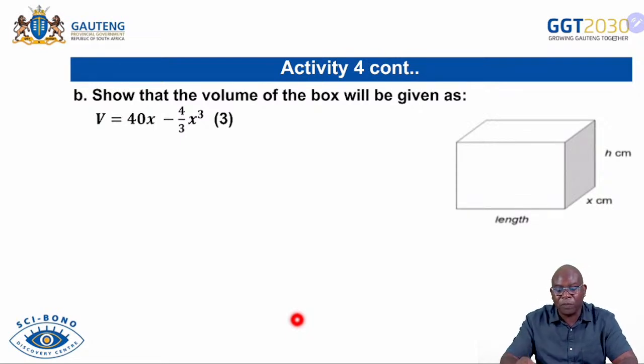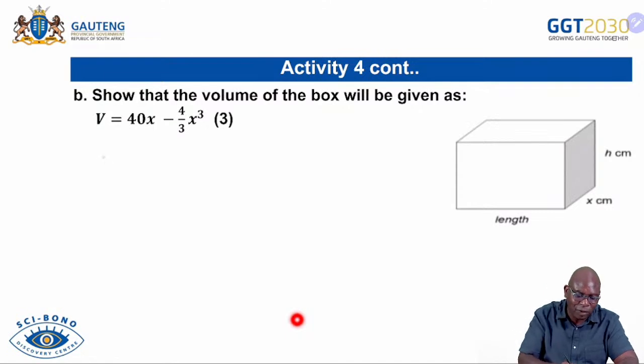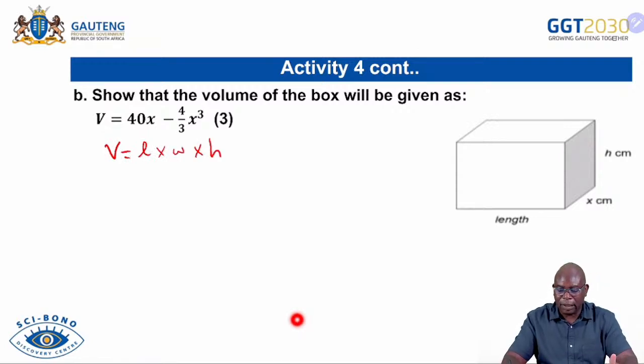If I've got a volume of the box, that should be given as V equals 40x minus 4 over 3 x cubed. I know the formula for the volume, no problem. Length times width times height. The length I already know, it's 2x. Remember, it's twice the width. The height, I've got the height as 20 over x minus 2x over 3. So I'm going to use that because I want the volume to not have an h. It must have x only.